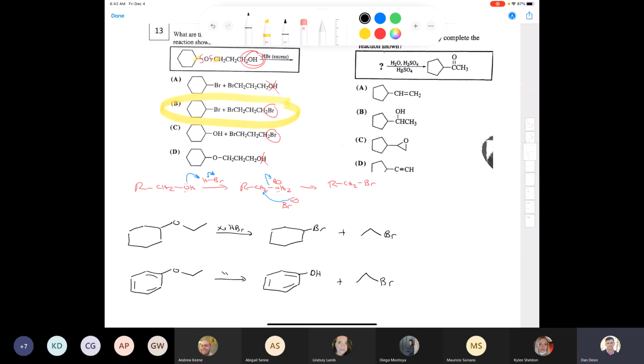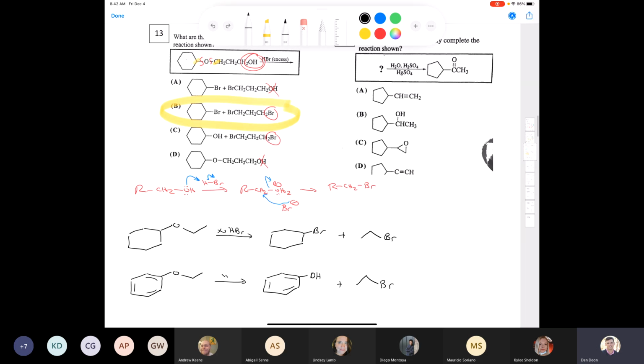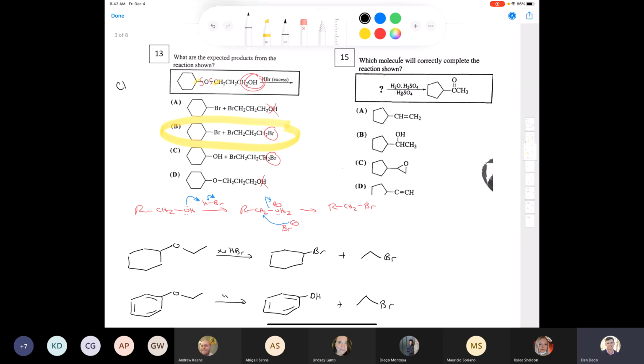So I think they put the cyclohexane ring in there to kind of throw you off. Even now, sometimes I'll have students mixing up cyclohexane and benzene, which you shouldn't be doing at this point, but I see it once in a while. Anyhow, so that's the cleavage of an ether.